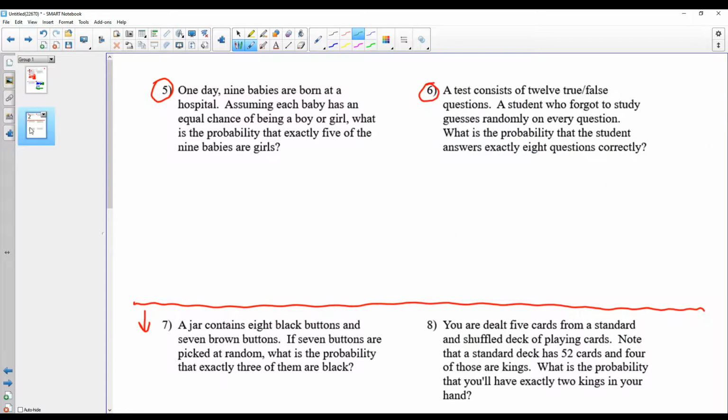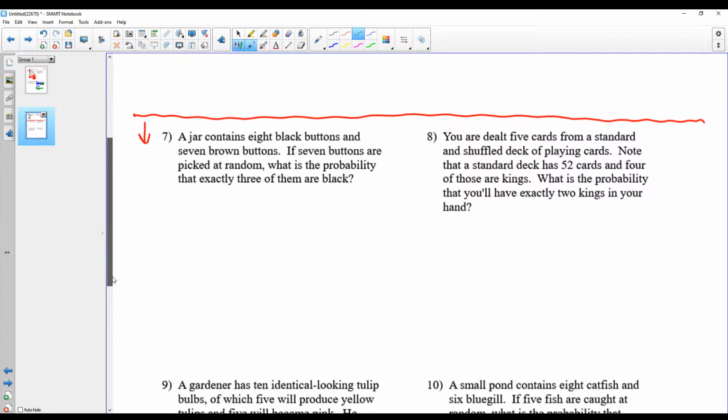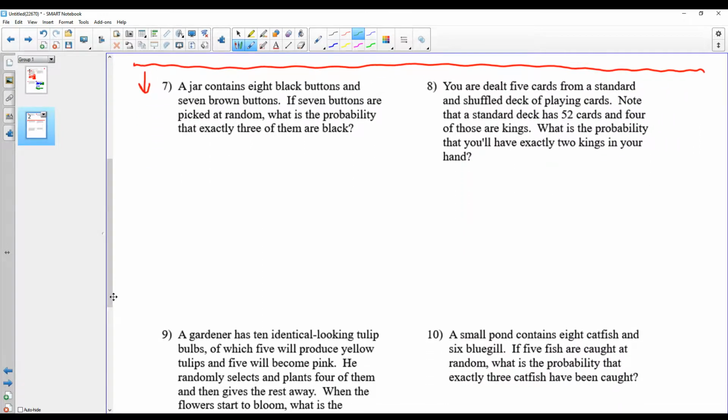Okay, so like I said, 5 and 6 on your sheet are very similar, so I'm going to skip those. And then 7, 8, 9, and 10 are a little bit different. So I'm going to spend a little bit more time talking about those types.